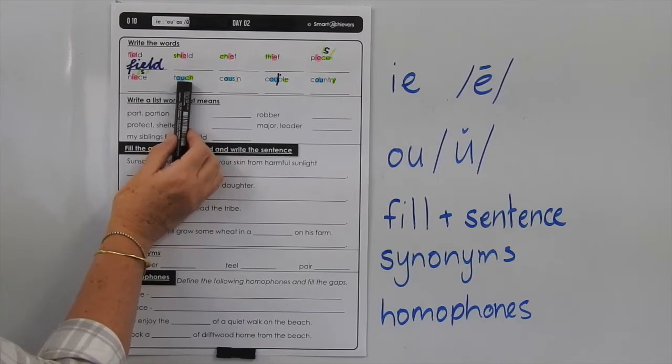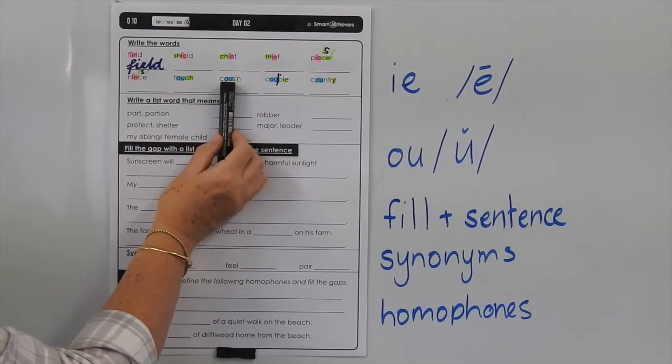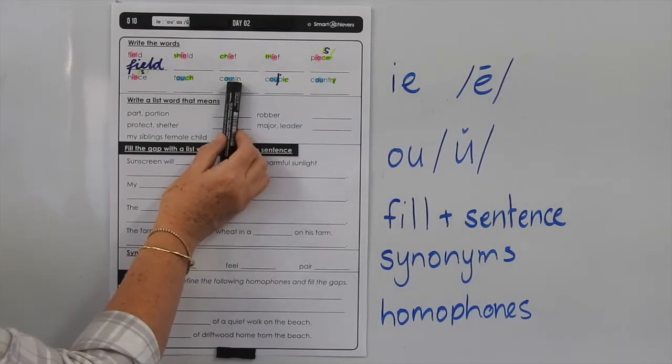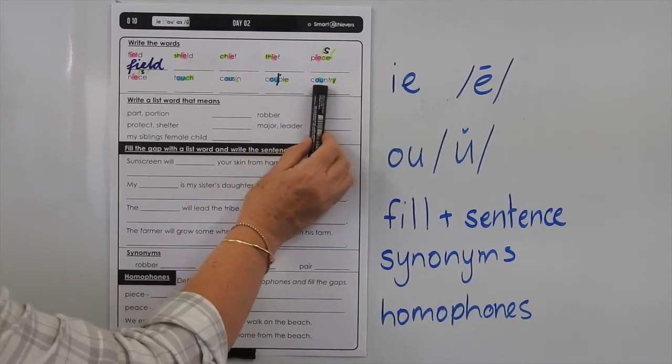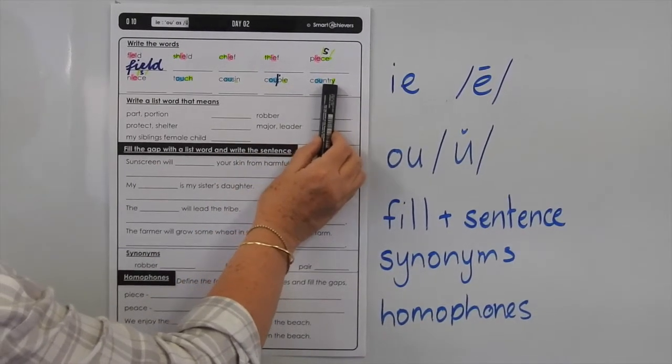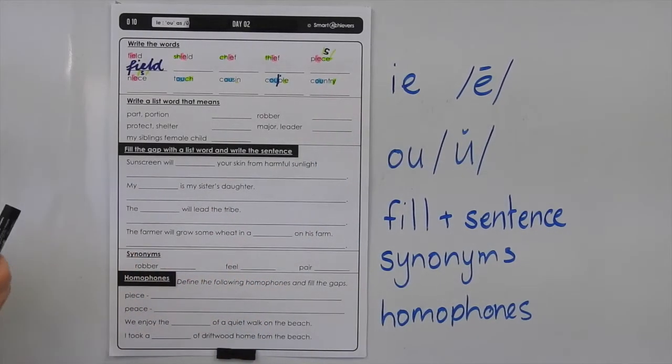Touch is when you touch something with your hand. Now your cousin is the male or female children of your auntie and uncle. You'd call them your cousin. A couple means two, and a country is a large area of land which has a government to control it.